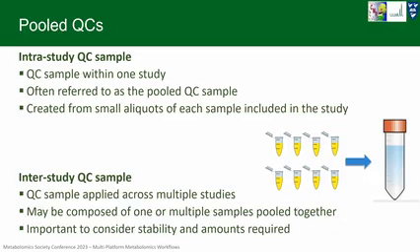You can also have an inter-study QC sample, and this can be typically applied across multiple studies. It can be one or multiple, composed of multiple sample types that are pooled together. And if you're doing this type of QC sample, you really need to consider the stability of this over time and how much you require so that it is specific for your purpose.